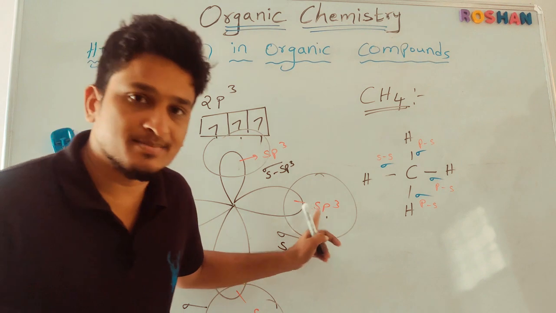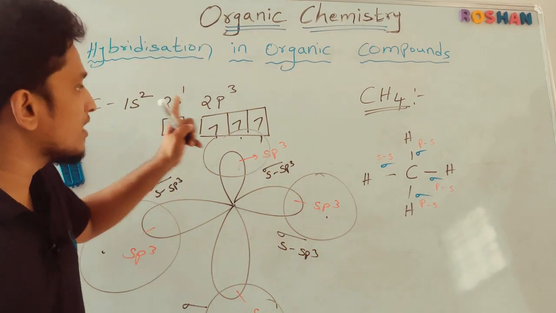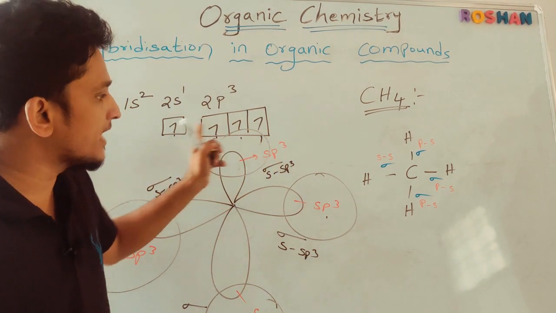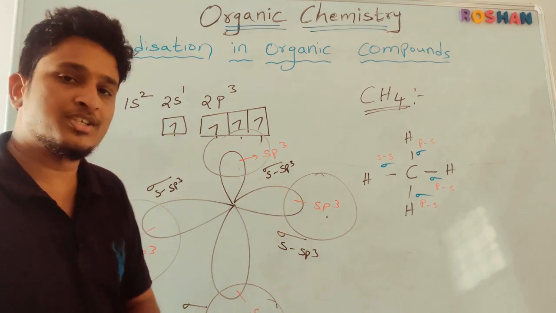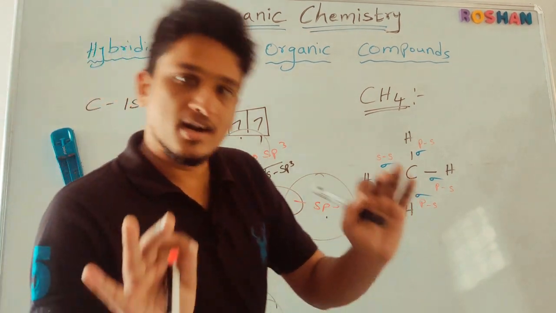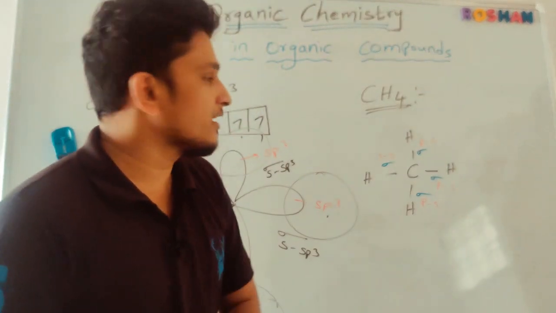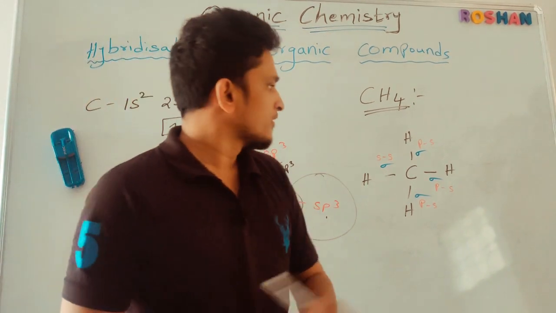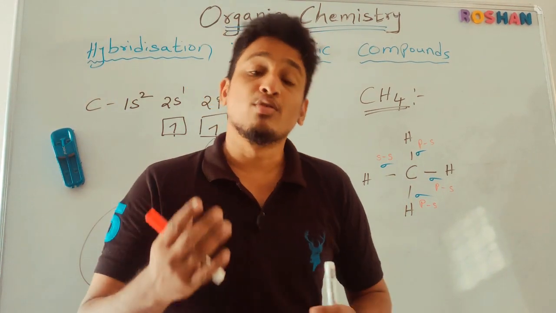Sir, why is it sp3? Because one s orbital and how many p orbitals are involved in hybridization? 3 p orbitals. So hybridization is sp3. Understood? Got the clarity? Now in methane, what is the hybridization of carbon? You can directly say sp3. Sir, how to find out?